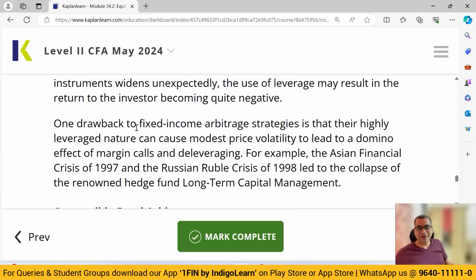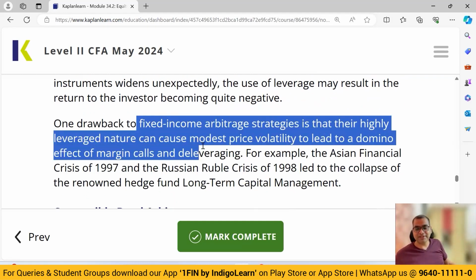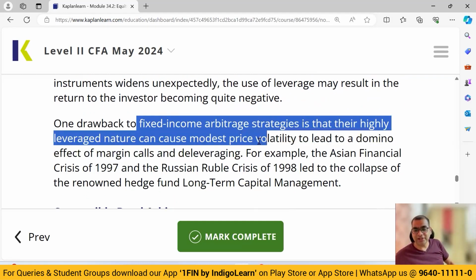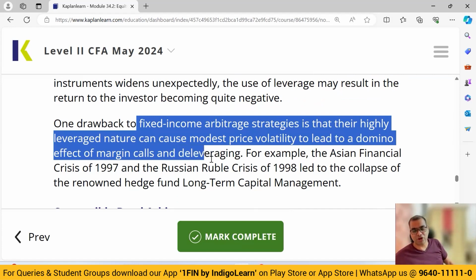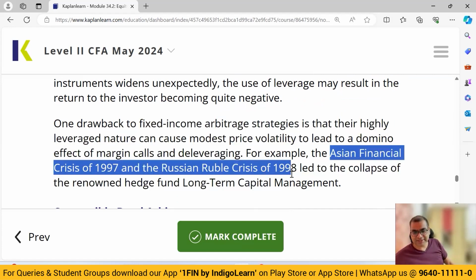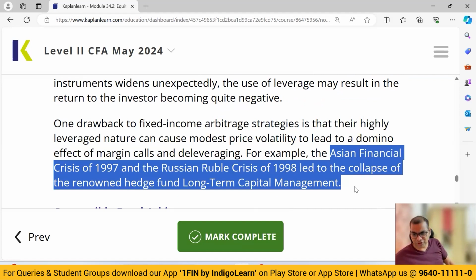Okay. One drawback to fixed income strategies is that a highly leveraged structure can cause modest volatility to lead to a domino effect of margin calls and deleveraging. Asian financial crisis, ruble crisis, and Long-Term Capital Management. Have you heard of Long-Term Capital Management? No, this is a company name. Yeah, so there was a company called Long-Term Capital Management, which was founded by a Nobel Prize winner. I forget his name. They earned a lot of money over 3-4 years in the early to mid-90s.